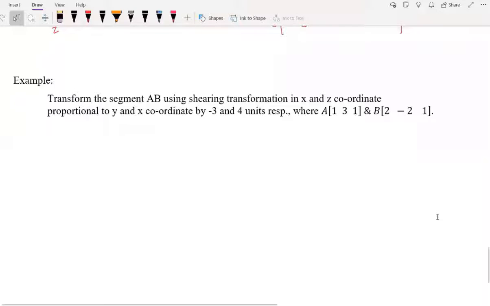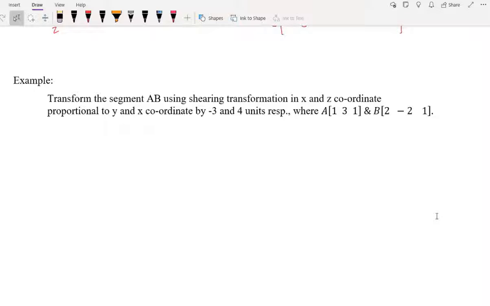Transform the segment AB using shearing transformation in x and z coordinate proportional to y and x coordinate by -3 and 4 units respectively, where the coordinates of the point A is (1, 3, 1) and the coordinates of the point B is (2, -2, 1).